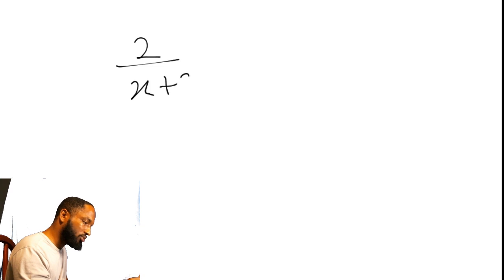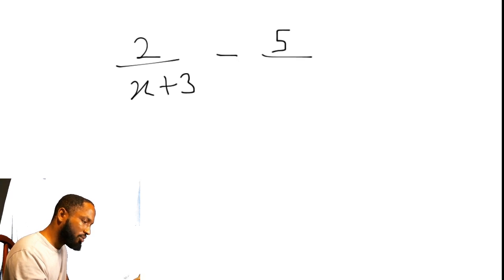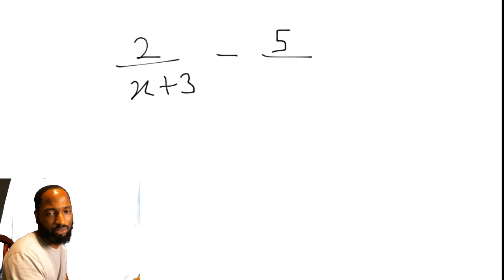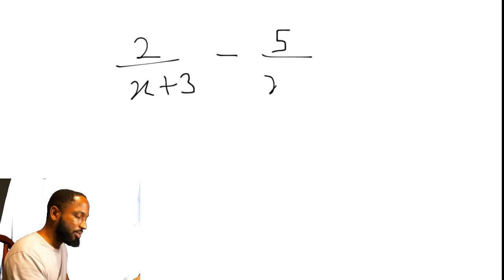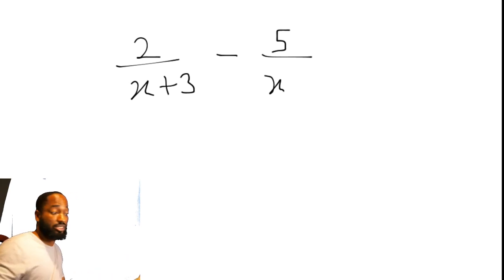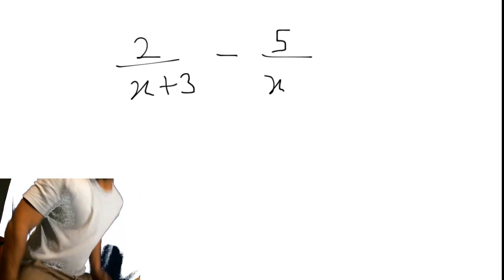2x plus 3 and take away 5 over. You all need to send this in the book, send this in the group, because to write the answer would be too ridiculous. 5x over 5x. So try this question and send it.